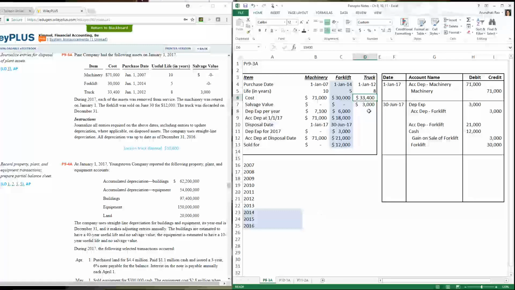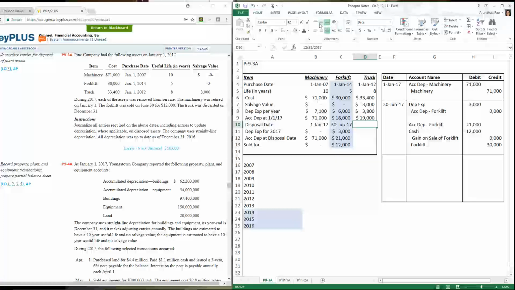33,400 original cost minus the salvage value of 3,000 divided by life will give me a depreciation expense per year at 3,800. How many years did I say I've depreciated it? 5 years. So the 5-year depreciation that I have is going to work out to 19,000. That's 3,800 times 5 is 19,000.